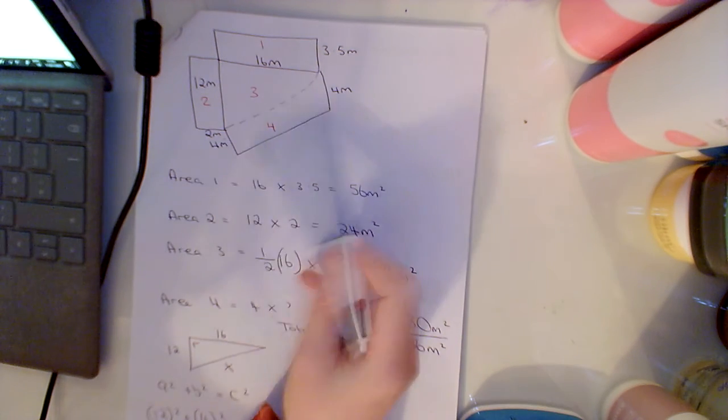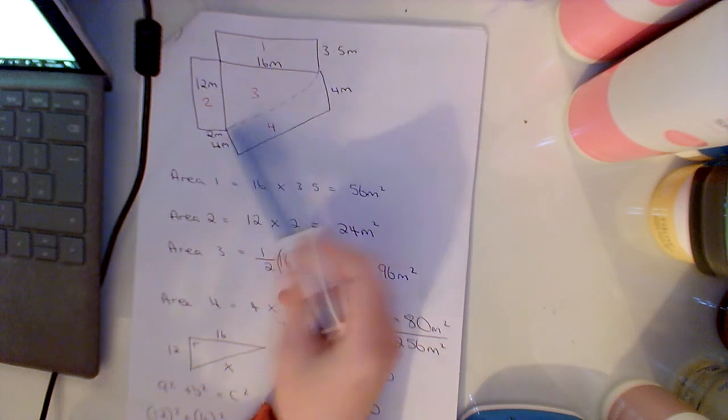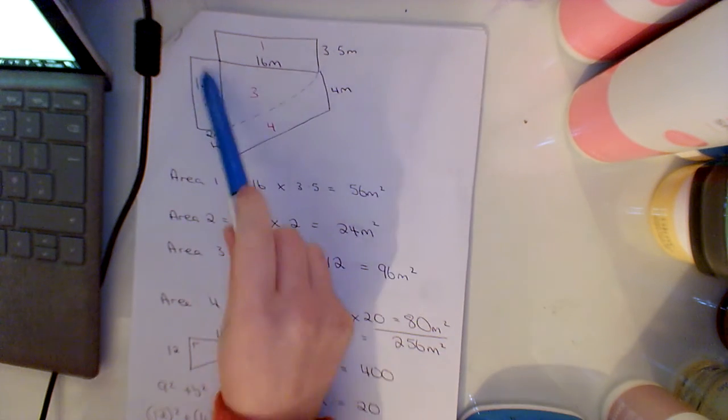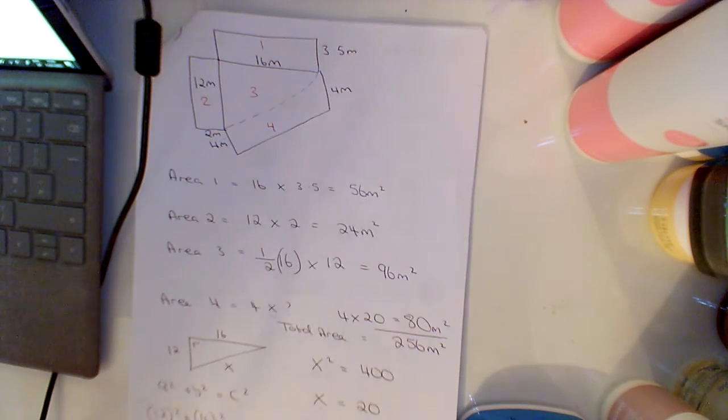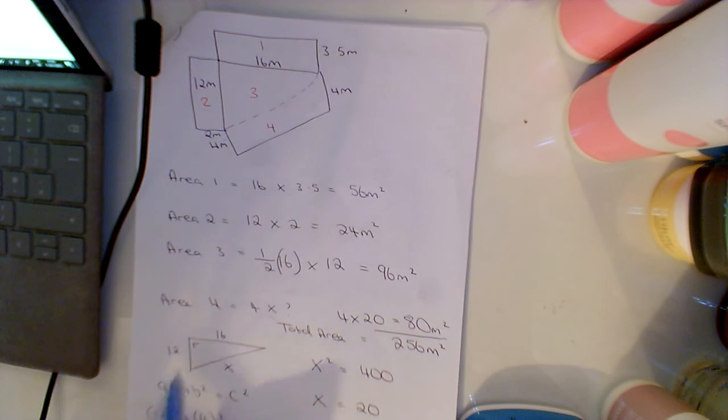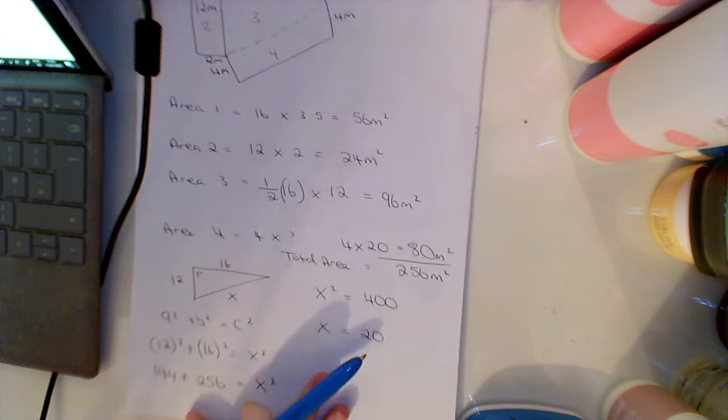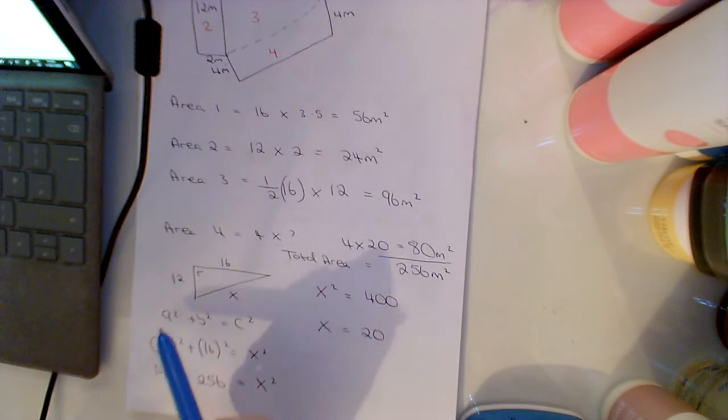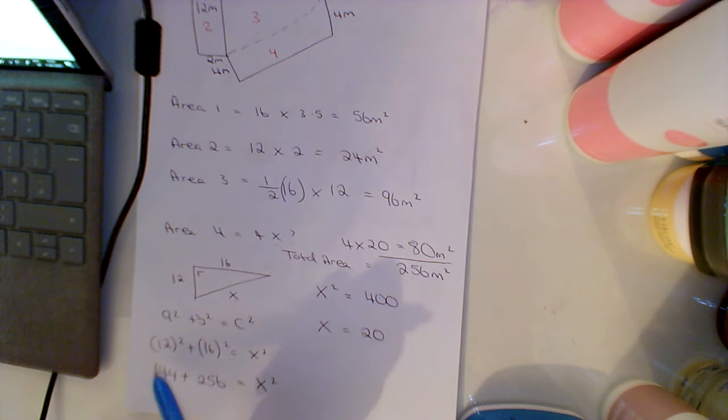Then I got the area of 4, so this is a rectangle, so it's 4 by, but I actually was not sure what this was, but I knew that this was a right angle triangle, so I was able to find it. I took out my right angle triangle. This here is 12, this is 16, my right angle is here, and this here must be x, what I'm actually looking for. Okay, so a squared plus b squared is equal to c squared. I have 12 squared plus 16 squared is equal to x squared. 12 squared is 144.